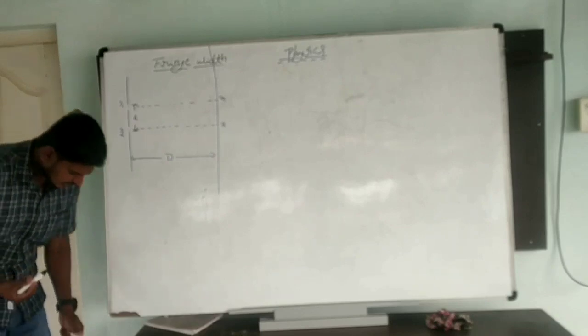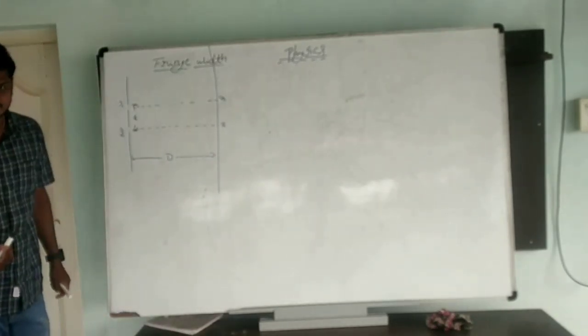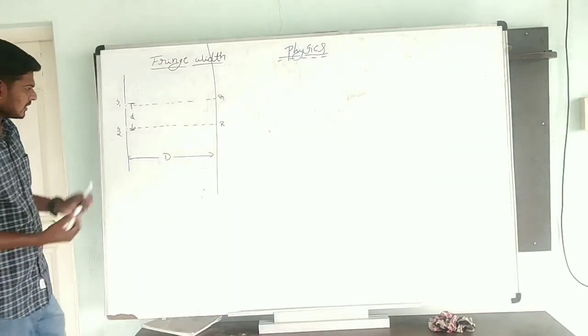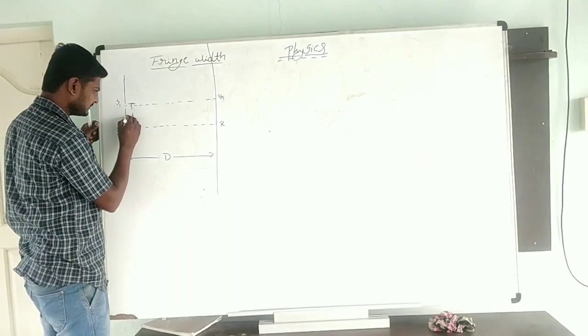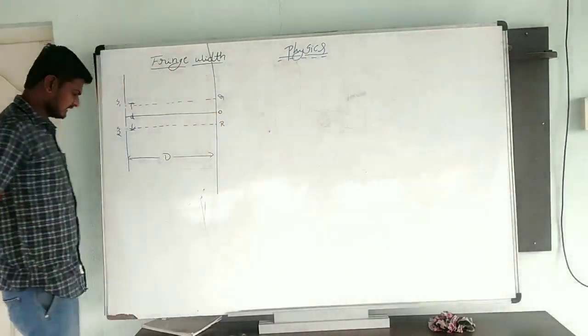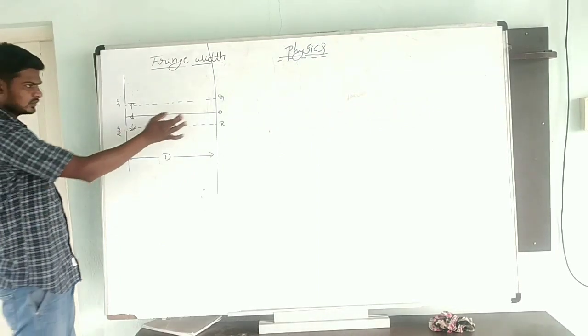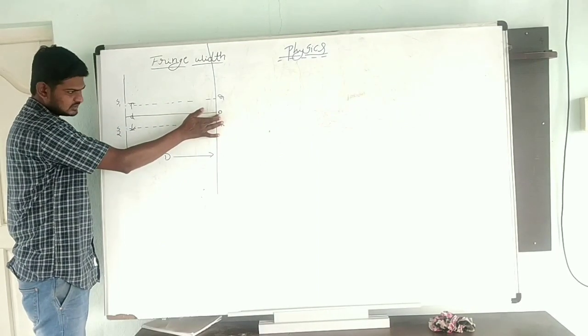Now, what will happen? At the center of the screen, we will get the bright fringe. I am going to write O. At the center of the screen, I will get the bright fringe. Why? It will be simple.